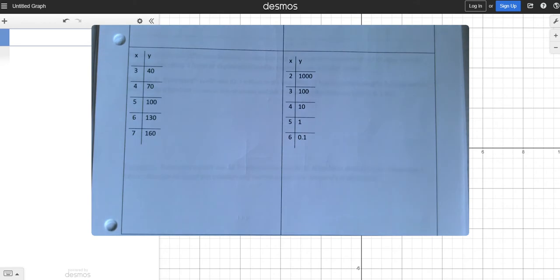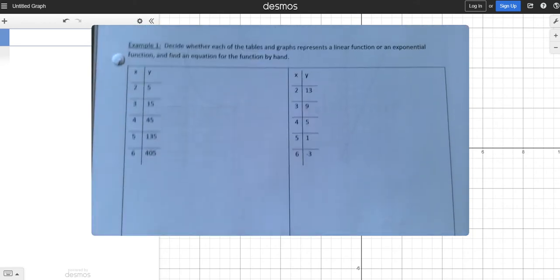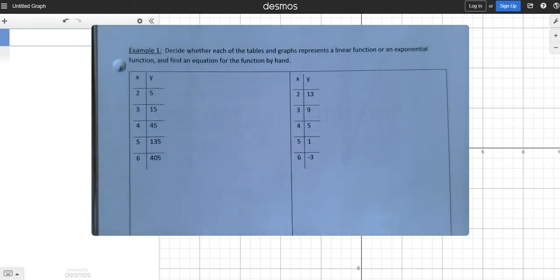Let's take a look at some problems. In each case, we've got a table of values, and we'd like to decide whether we have a linear function, an exponential function, or actually, I think possibly neither one, although these might all be one or the other. And then we're supposed to find the equation for that linear or exponential function by hand.